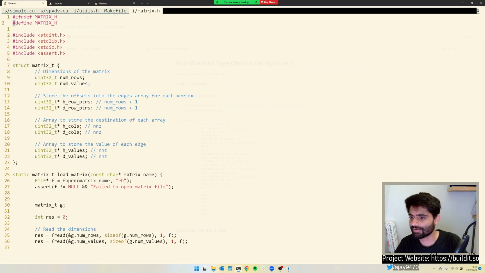Sorry. So we have the row pointers, D row pointers, and the H column and D column. I just added the comments for the size of those arrays. So the H columns, the D columns and the values arrays are NNZ size, and the row pointers are number of rows plus one, so I can store where those indices in the columns and the values arrays are stored.